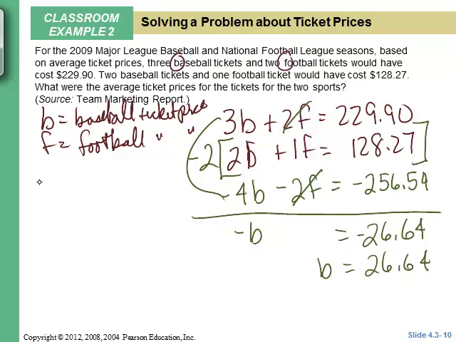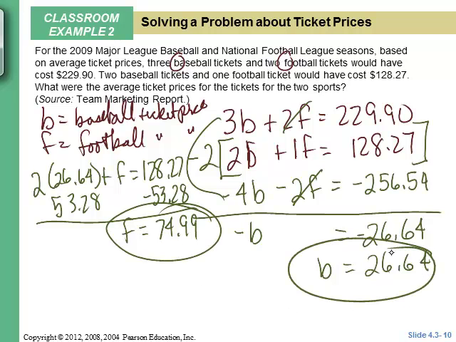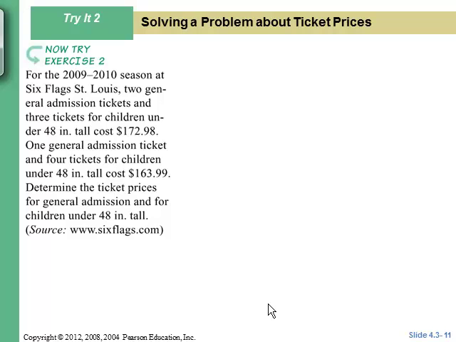Substitute that into the second equation. 2 times 26.64 plus F equals 128.27. So let's take that times 2, and we get 53.28. Subtract that from both sides, 128.27, and we get the football ticket price is $74.99. Those are our 2 prices. You do this one.